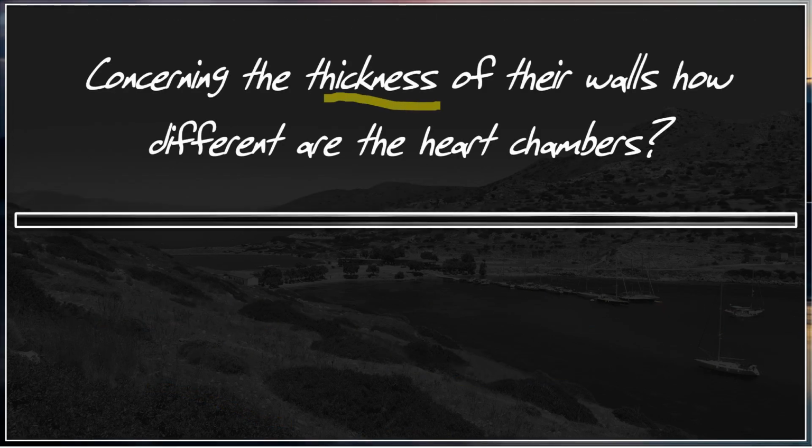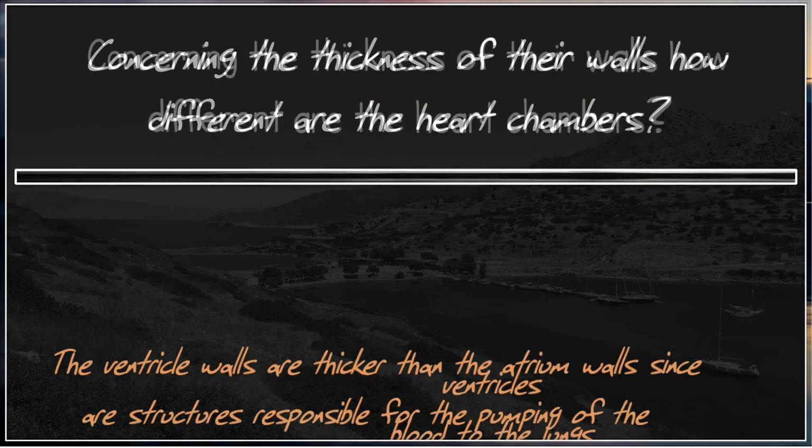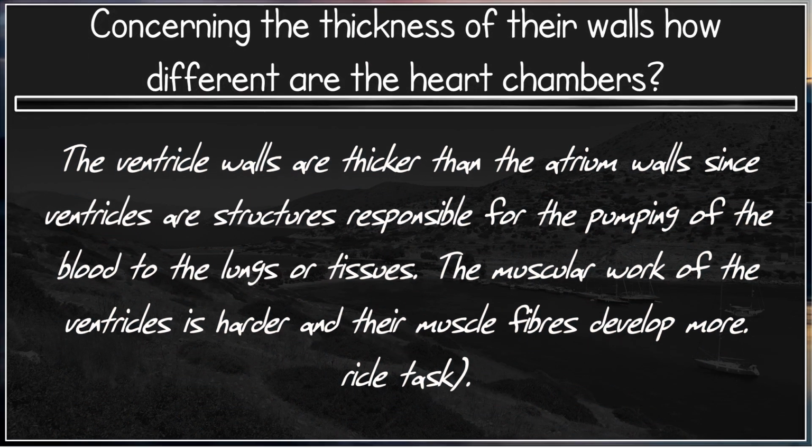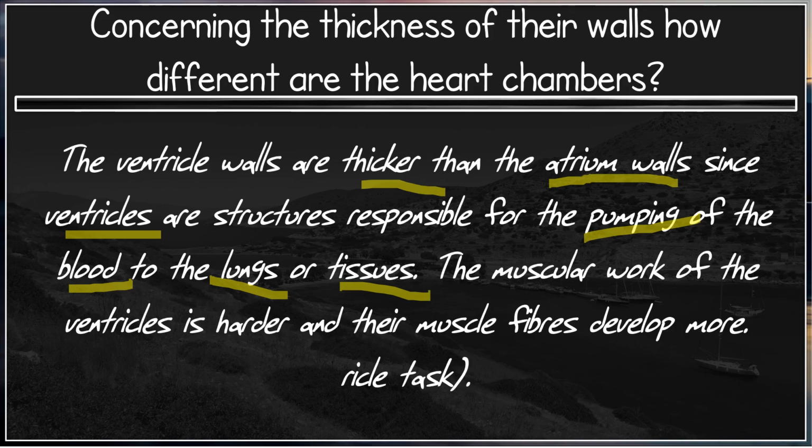Concerning the thickness of their walls, how different are the heart chambers? The ventricle walls are thicker than the atrial walls, since ventricles are structures responsible for pumping of the blood to the lungs and the tissue. Muscular work of the ventricle is harder, and their muscle fibers develop more.